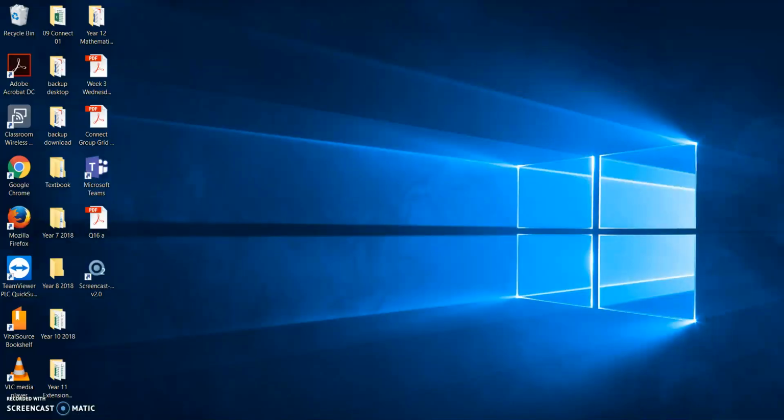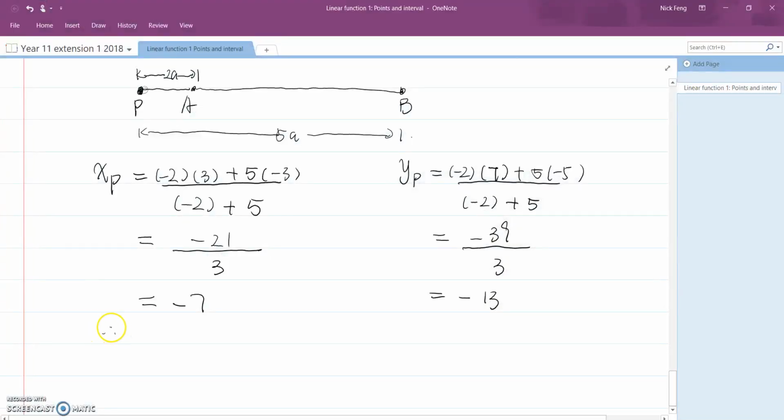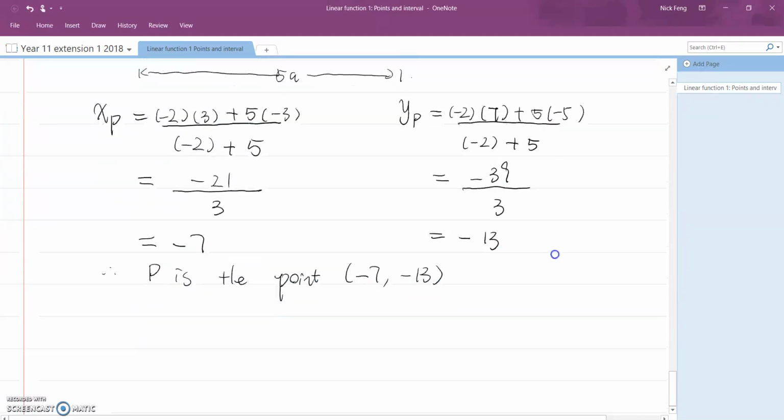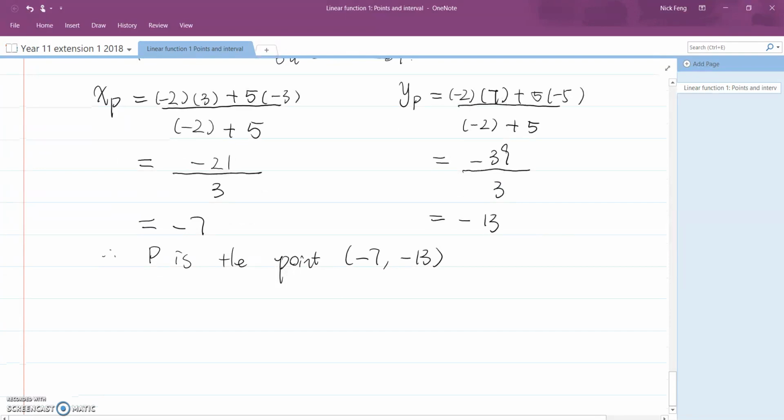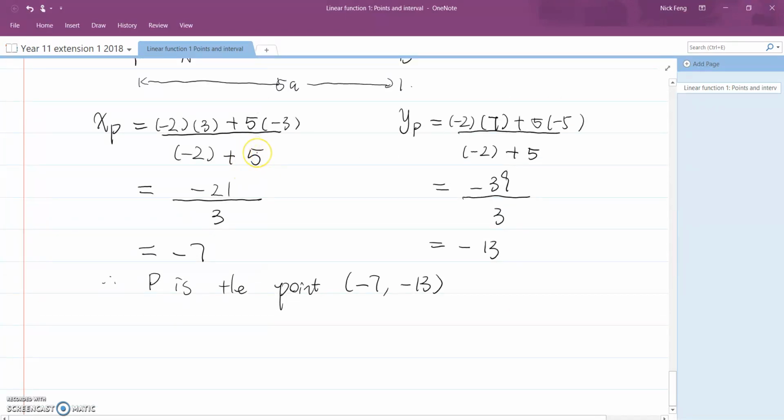So therefore, P is the point negative 7, negative 13. Okay, but again, we can make 5 negative instead of the 2. That will just make our life a little bit easier because we keep the bottom the same.